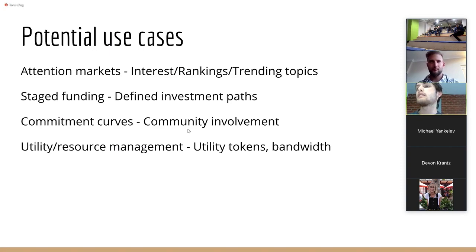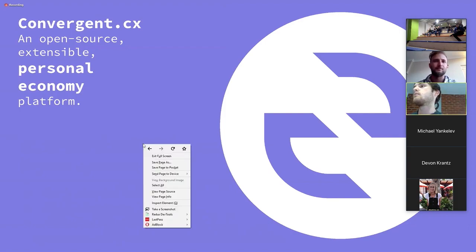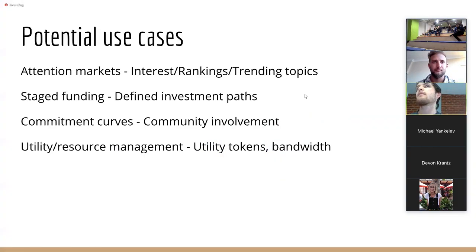You can also look at utility or resource management. So if you look at something like the electricity supply in South Africa, for instance, you've got people paying all the same price for their electricity, yet some people don't have access to that electricity. So you could put the price of electricity into a bonding curve, you could buy tokens. Yeah, we'll move on from that example.